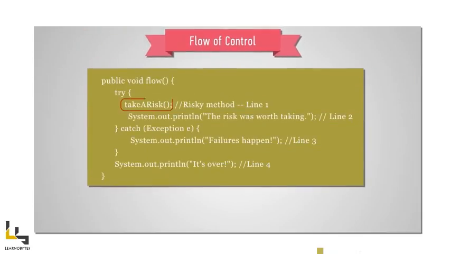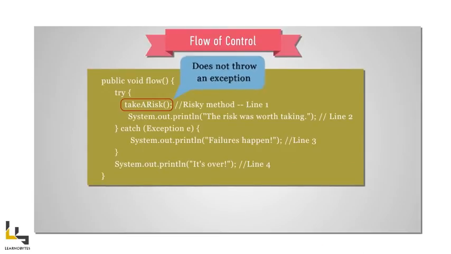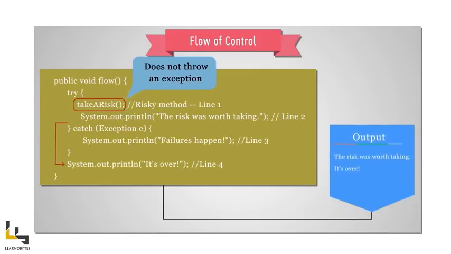When takeARisk method is called and it does not throw an exception, code in the catch block never runs. After the try block is over, the code below the catch block runs. Line 2 and line 4 will be printed as output.